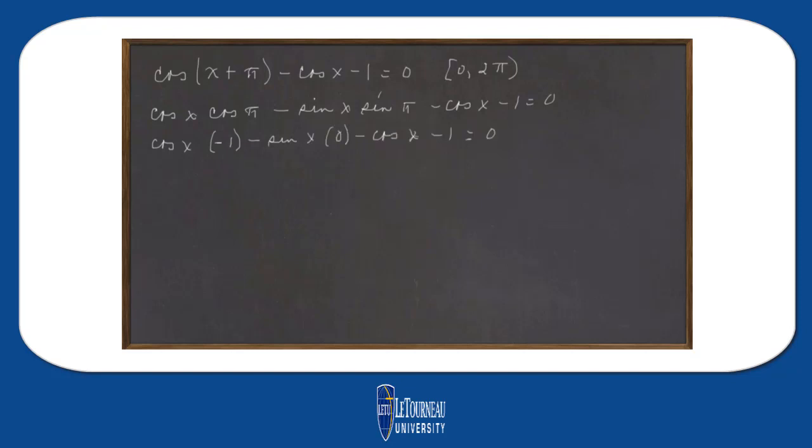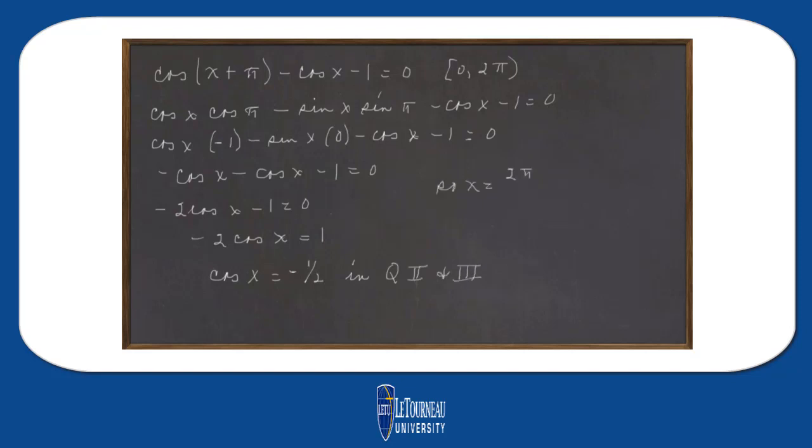Cosine of pi we know is minus 1. Sine of pi is 0. So what do we have here? Minus cosine x minus 1 equals 0. Minus 2 cosine x minus 1 equals 0. Minus 2 cosine x equals 1. Cosine x is minus 1/2 in quadrant 2 and quadrant 3. So we have 2 pi over 3 and 4 pi over 3.